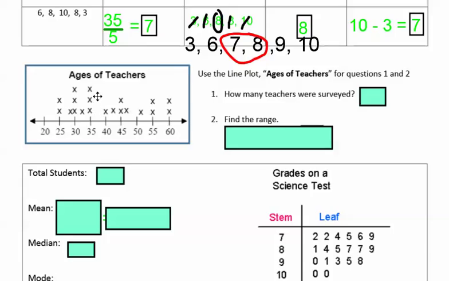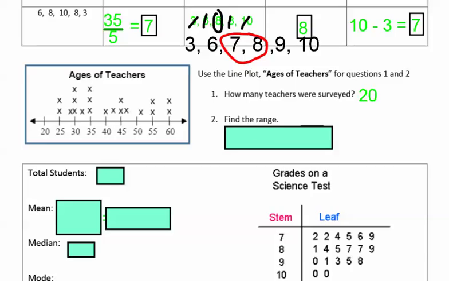So I want you to count how many X's there are to determine how many teachers were surveyed. Go ahead, take a minute. All right, if you counted up all the X's, 1, 2, 3, 4, 5, 6, 7, 8, 9, 10, 11, 12, 13, 14, 15, 16, 17, 18, 19, 20, we should have gotten 20. 20 teachers were surveyed.